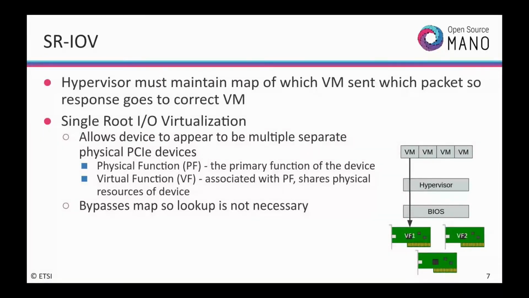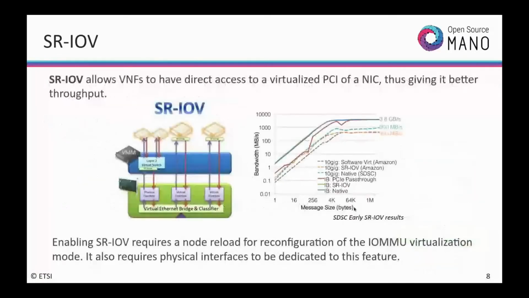So SRIOV is a technology that is enabled by the network card, and it offloads this map directly to the network card and doesn't require any CPU power on the hypervisor, doesn't require any memory tables in the hypervisor to maintain it. This can result in a fairly significant amount of network performance improvement depending upon the type of traffic you're doing. So it allows network functions to have direct access to a virtualized version of the network interface card.